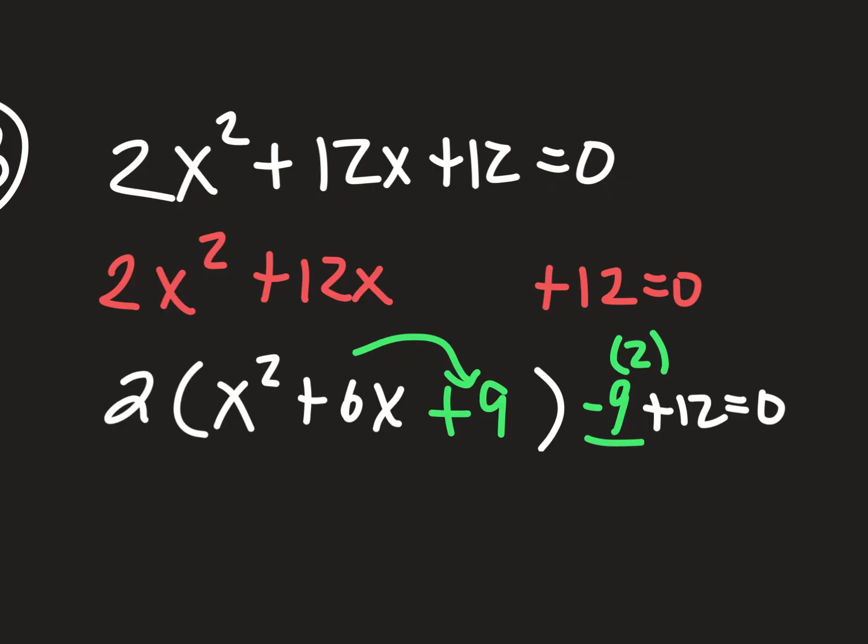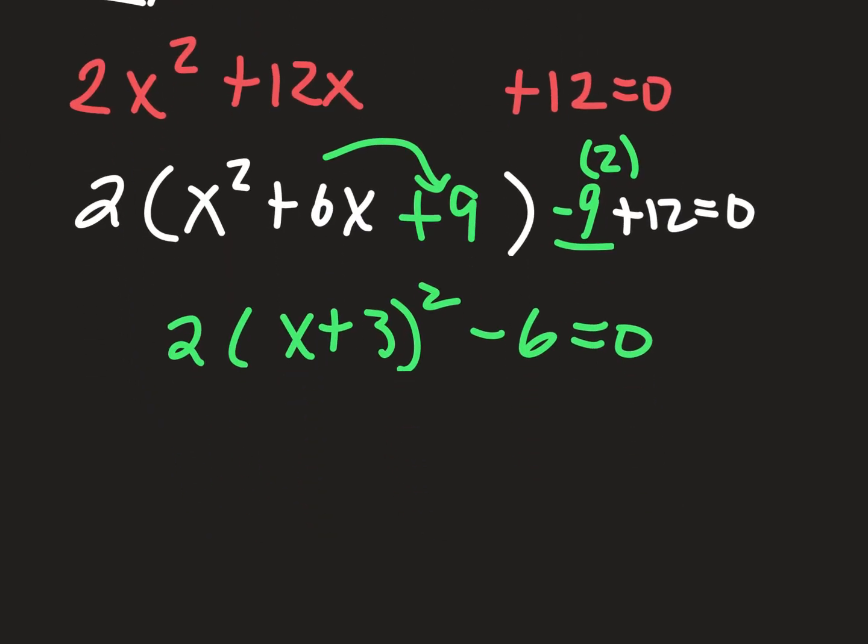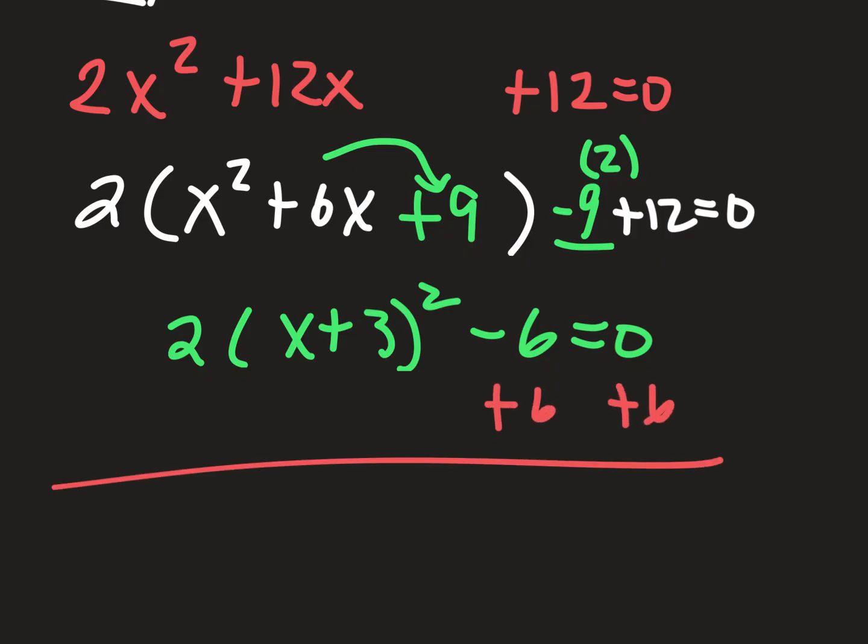So once you get it in vertex form, that's when the problem starts. You start solving it from there. And I'll just do the first step in red. You're going to add 6 to both sides. You're going to divide by 2. You're going to square root. Absolute values. It's intense. All right.